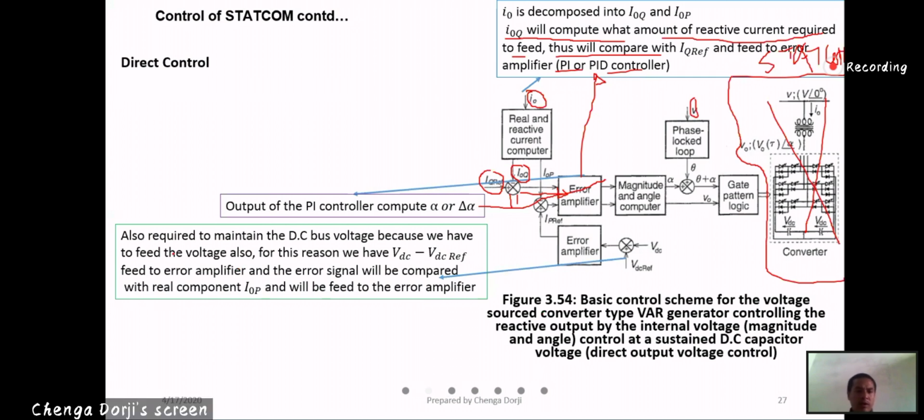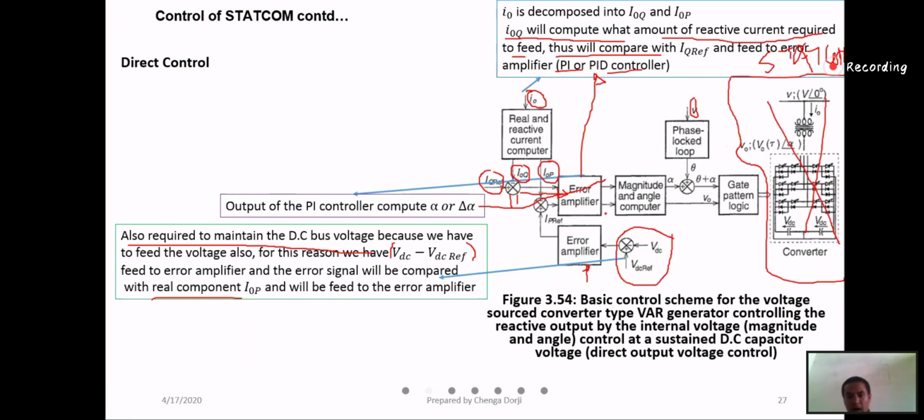So in this case, what is required? In this direct control, we are required to maintain the DC bus voltage. Therefore, for this reason, we have this VDC minus VDC reference. We are giving this input and it is fed to the error amplifier here. The output of this error amplifier is compared with the real component, this IOP, and then again it is fed to another amplifier, this PI controller.